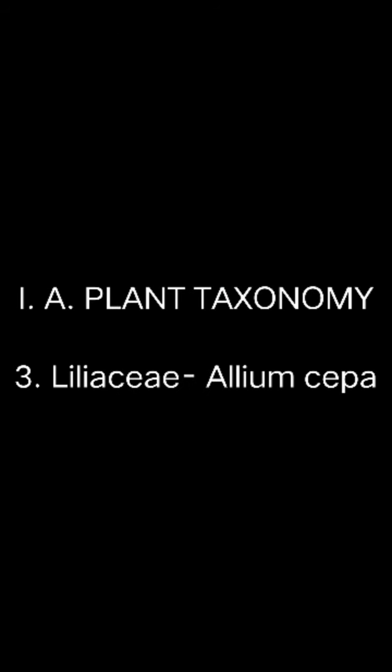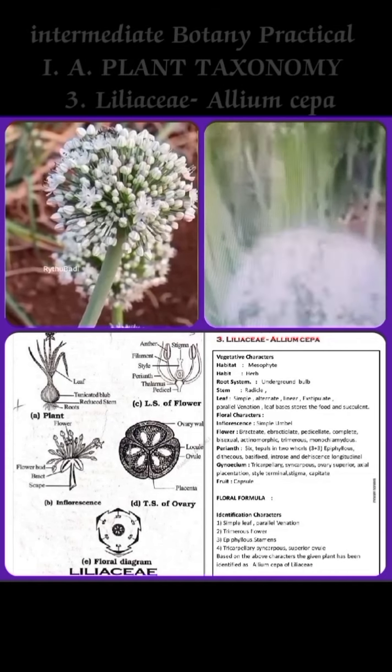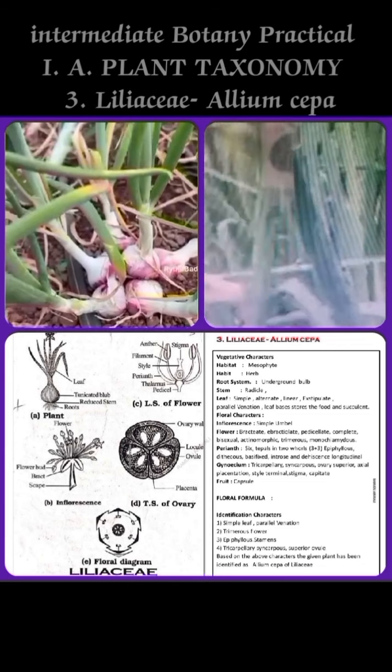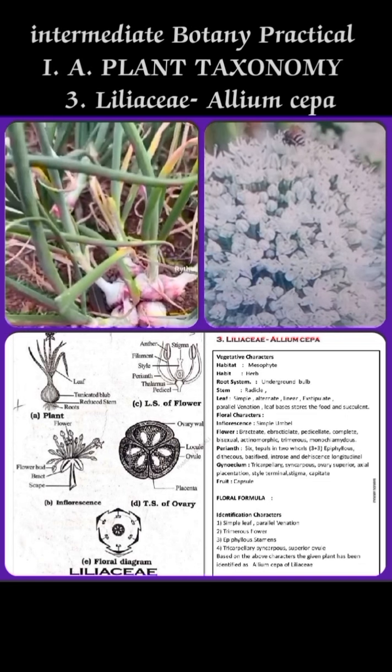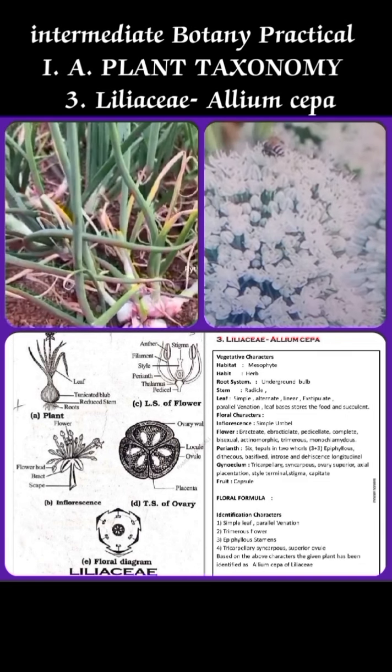Plant taxonomy 3. Liliaceae, Allium cepa. Vegetative characteristics: habitat mesophyte, habit herb, root system underground bulb, stem radical, leaf simple, alternate, linear, exstipulate, parallel venation. The leaf bases store food and are succulent.